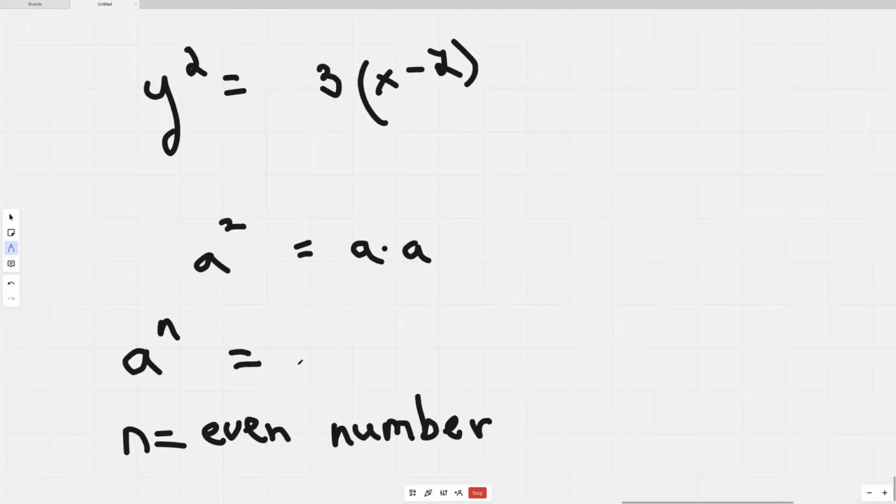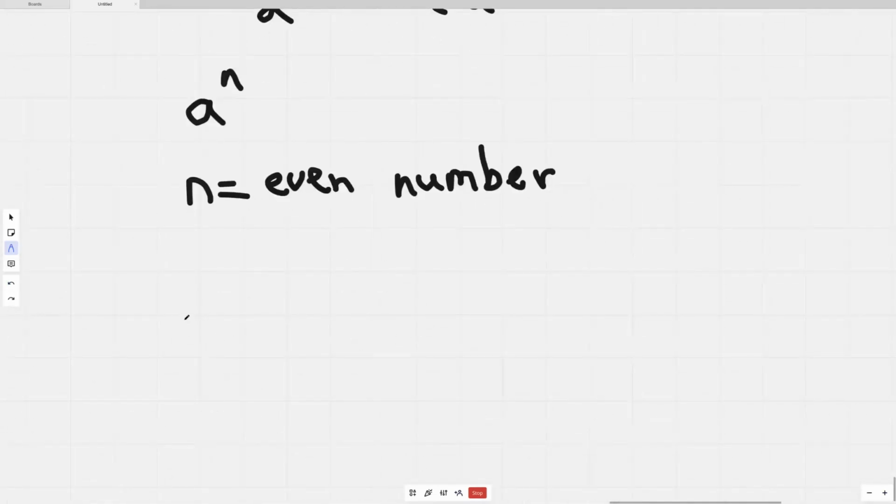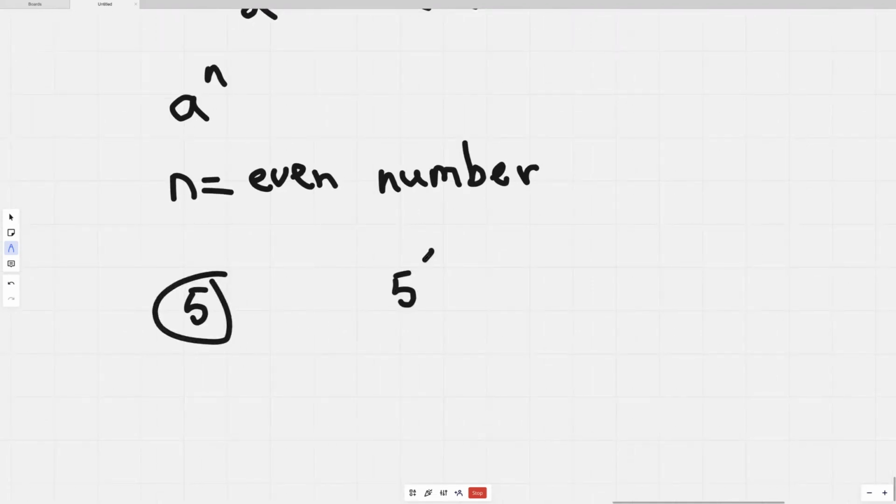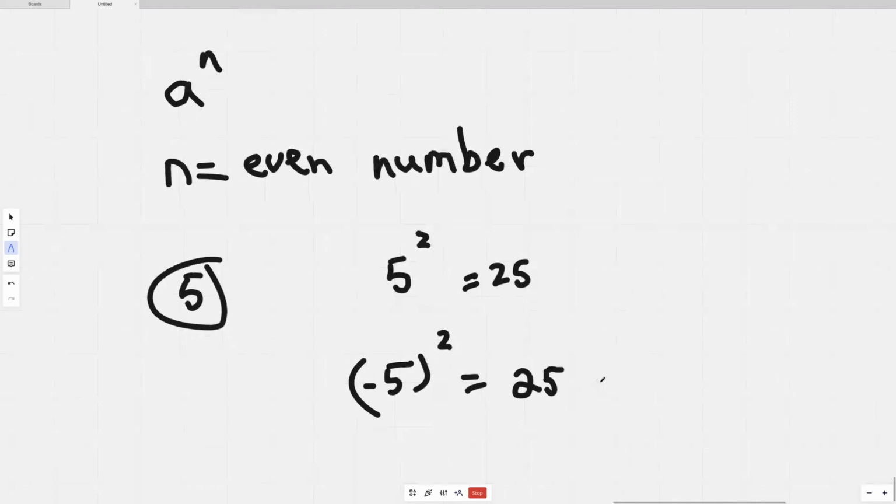If n is an even number, then a itself can be negative also. What I mean is that, for example, let's say 5. 5 squared is equal to 25, right? Because 5 multiplied by 5. But if it changed to negative 5 and it's squared, our result will not change. It's still 25, because two negative signs will give us a positive sign. You know that rule, right?